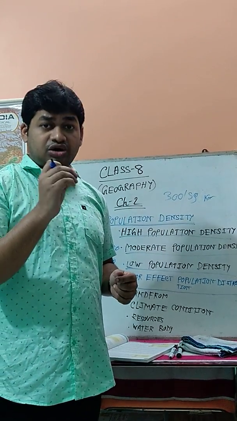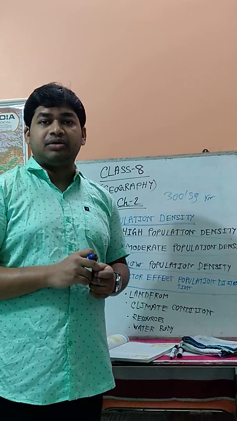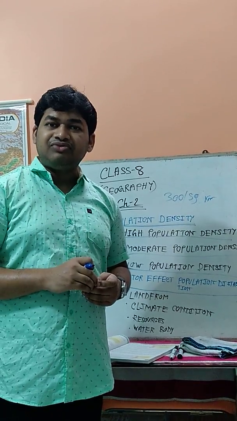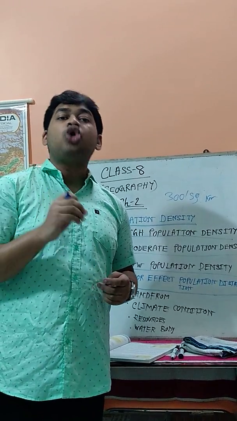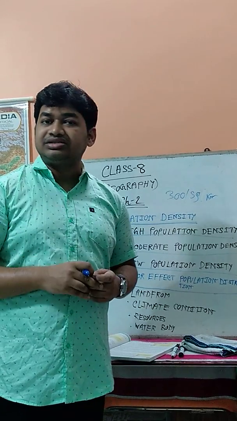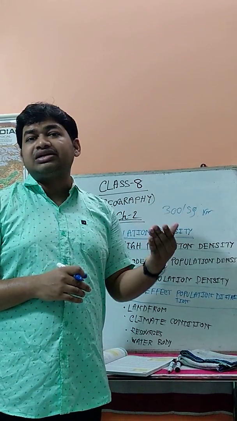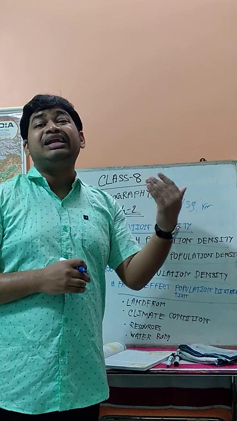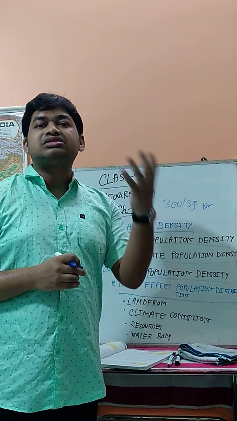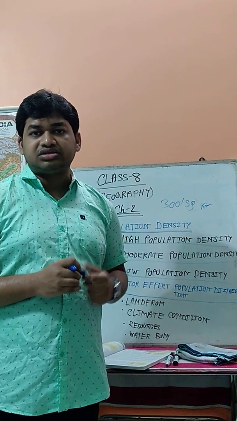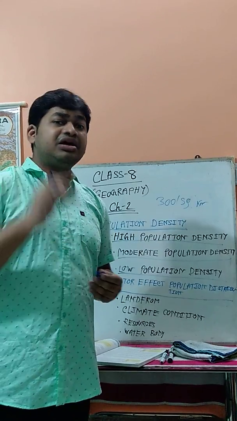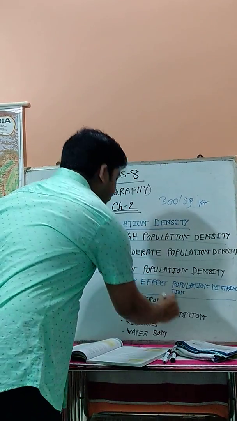Now, the factors of population density are divided into two parts. The first one is the physical factors and the second one is the non-physical factors, or the commercial factors. Physical factors means those factors that are nature based. These types of factors are known as physical factors. Now, what are the nature based factors? The first one is the landform.